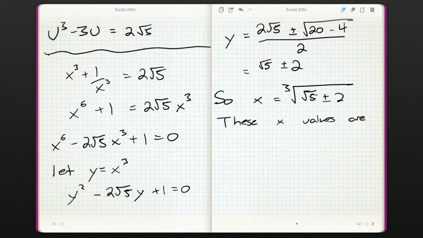Could I relate this in any way to the work I already did? No, I don't think so. Although the 2 and the root 5, I wonder if there's a relationship there. Anyway, these values are reciprocals. Should I justify that?